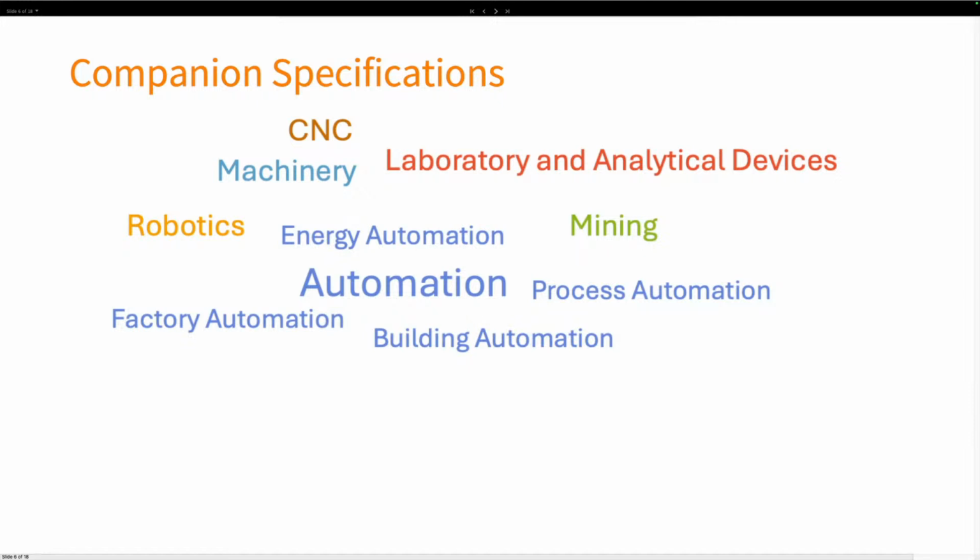Specifications. So here we have a few examples. We can see a large automation presence in energy, building, factory, and process automation. However, there are also representatives from very different domains like mining equipment and laboratory and analytical devices. In all, there are over 60 published companion specifications.